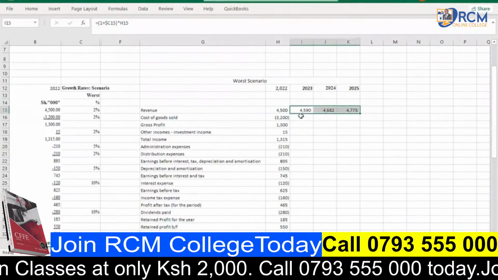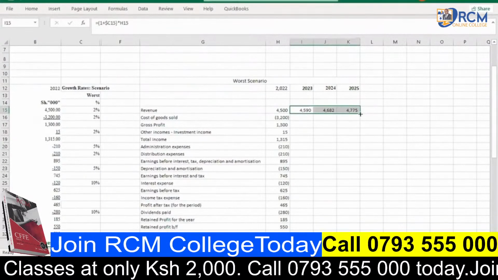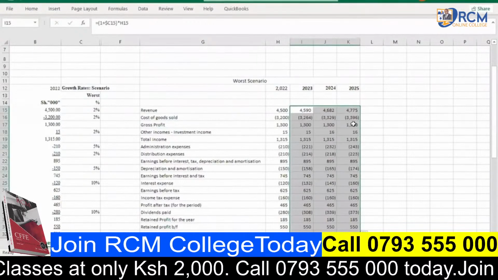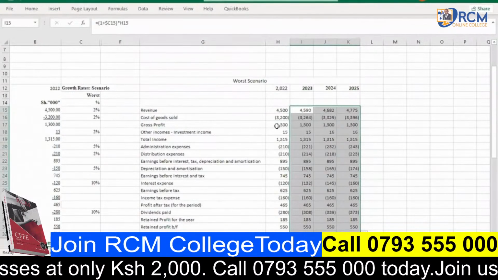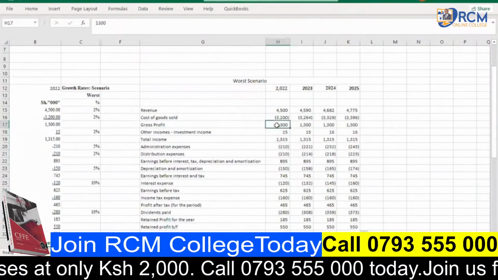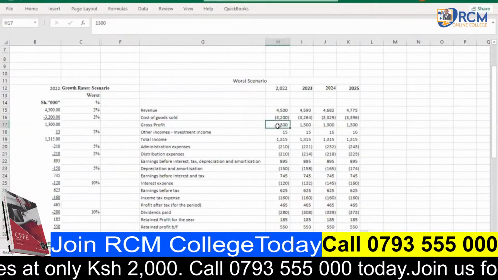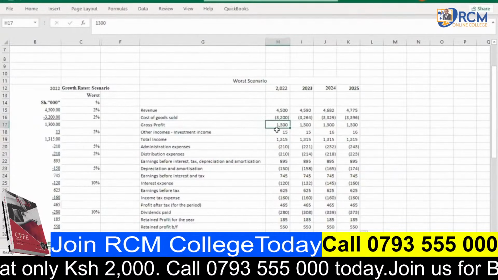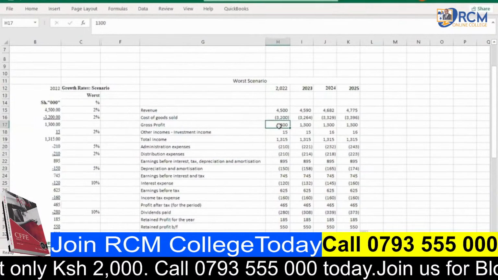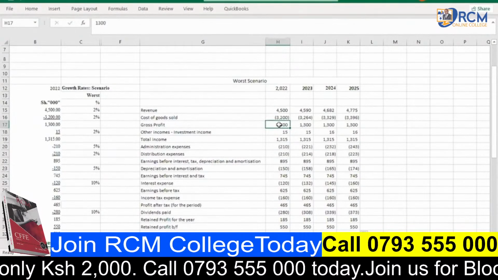Okay. So once you do that, autofill, but there are some instructions given to us. Of course, gross profit is the difference between these two. So it is not being maintained.